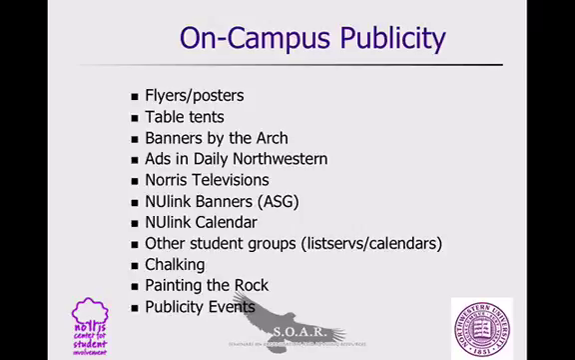Paid advertising is also a great option since you can control where your ad appears and know about how many people will see it. Ad space can be purchased in the Daily Northwestern and on the televisions throughout Norris. Ad space is also available for free in the form of banners and calendar listings on EnuLink. Other student groups may also be willing to advertise for you for free on their listservs, or you can purchase space on popular student group calendars for Dance Marathon and Mayfest.